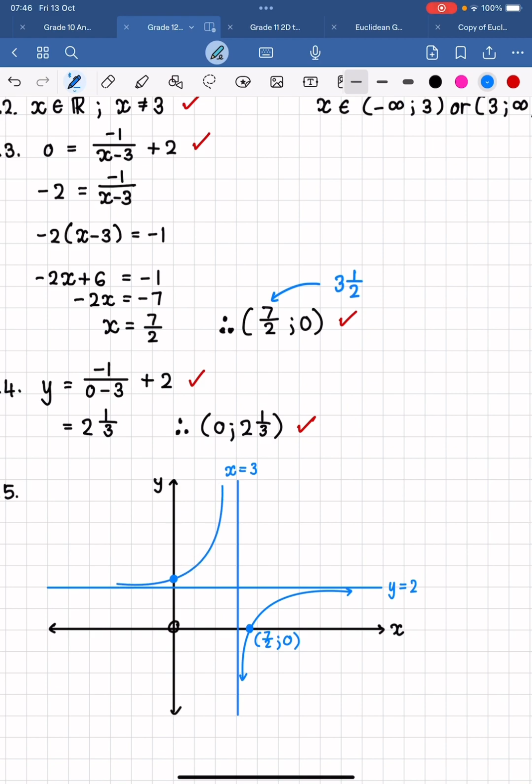Sorry, I'm trying to get it so that it doesn't, do you see what this thing is doing? It's going a little bit up. Okay, so just make sure that yours does not do that when you're drawing it by hand.